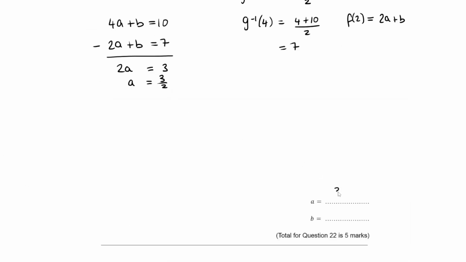Now all I need to do is work out b, which is when you just sub it back into one of the original equations. I'm going to use the second one because it's just smaller. So 2 times 3 over 2 plus b is 7. Obviously 2 times 3 divided by 2, the 2s cancel, right? That's just 3, isn't it? 3 plus b is 7, and then obviously minus the 3, which is 4. And that's 5 marks, obviously, because we did a lot of functions at the start.